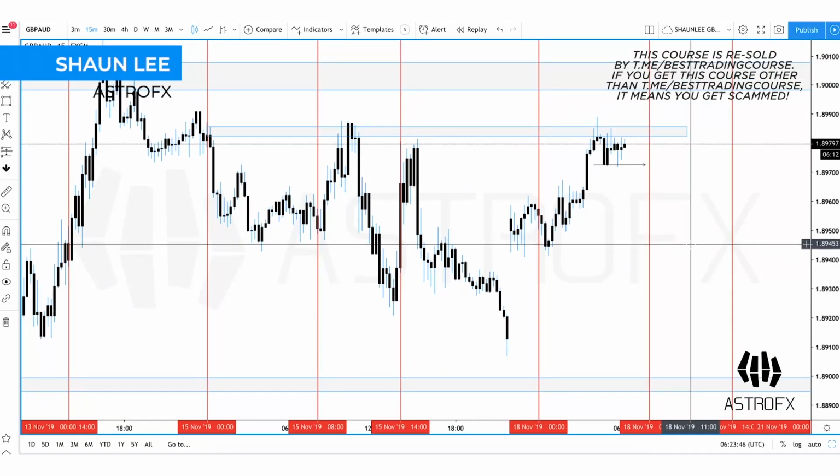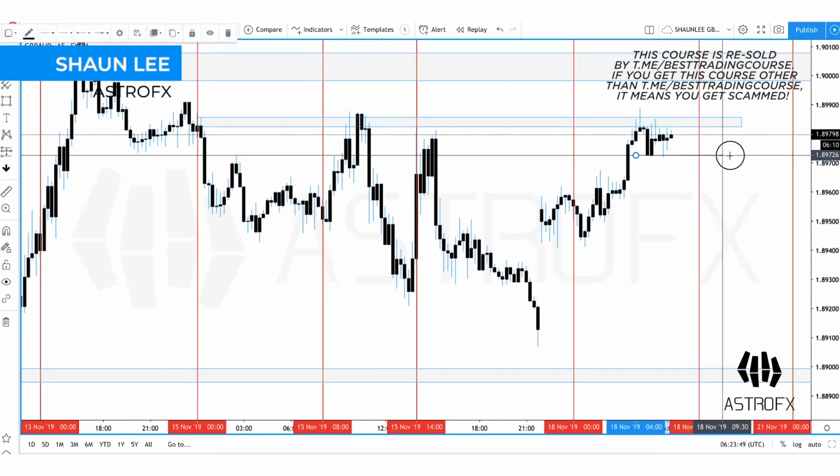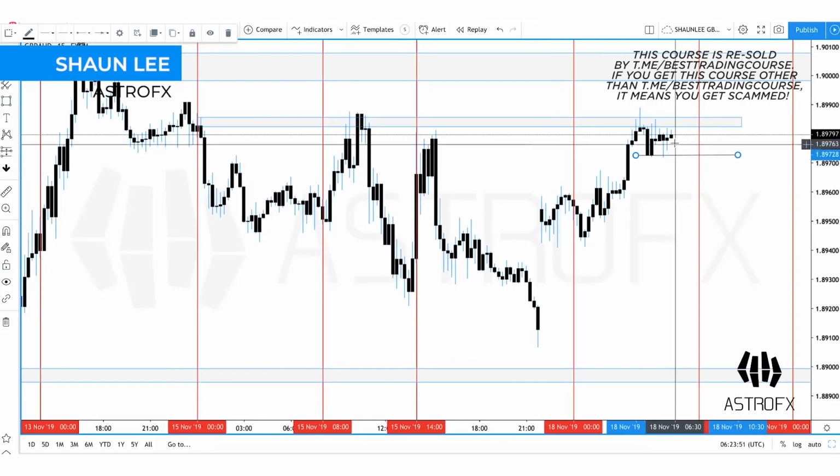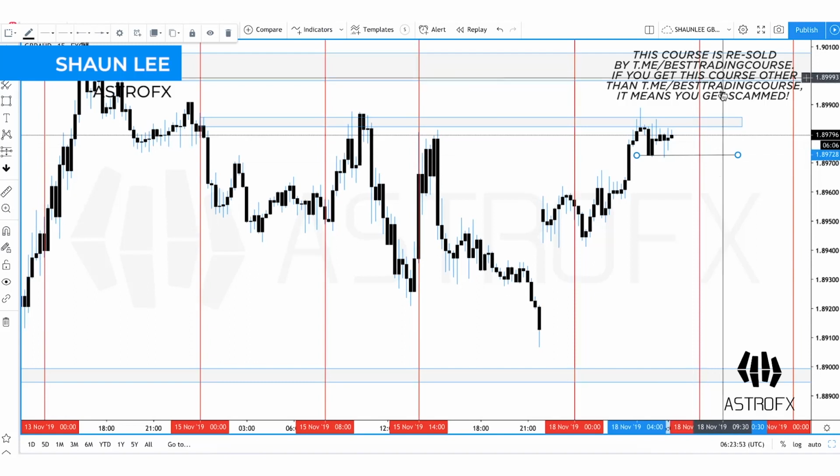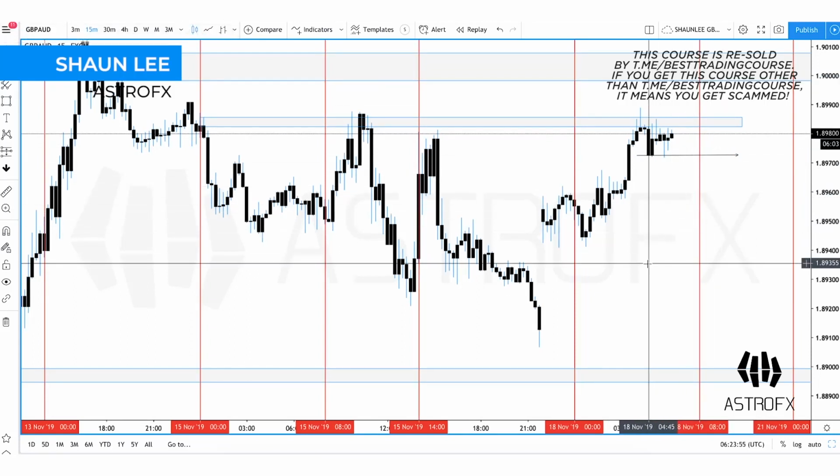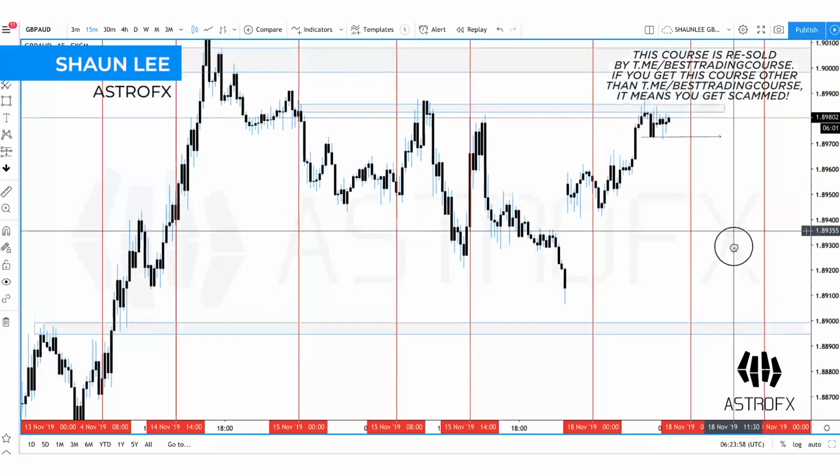It's quite straightforward what I'm waiting for, but what we need to see is if we can extend this over as well. We do need a clear break of this area because we could tap into that again, start to consolidate and maybe break higher. So that is what I am searching for on GBP AUD at the moment.